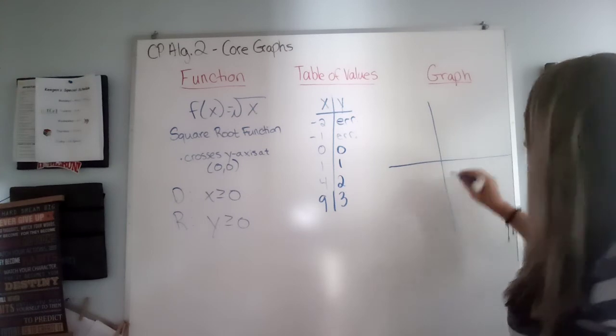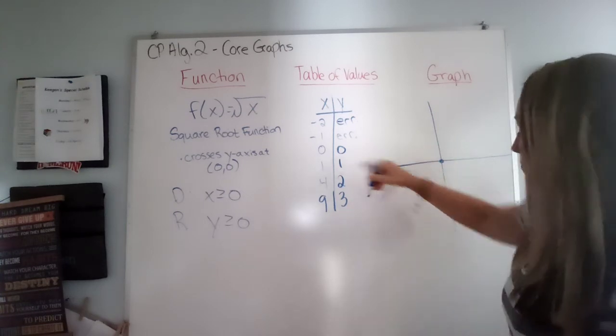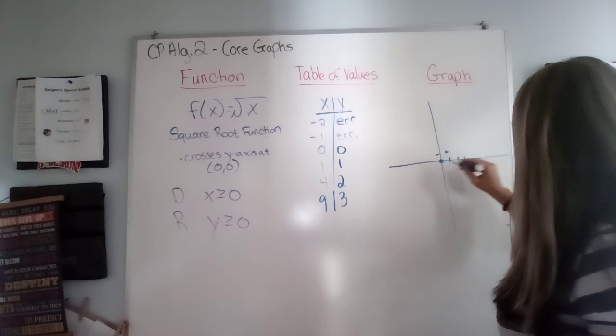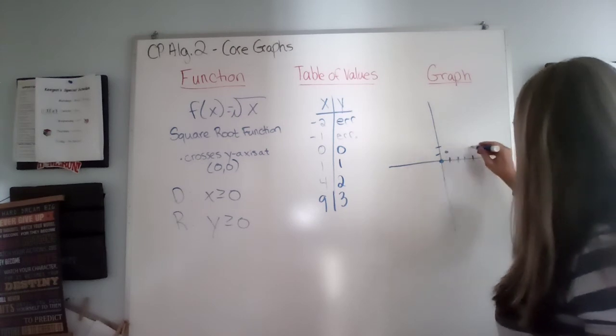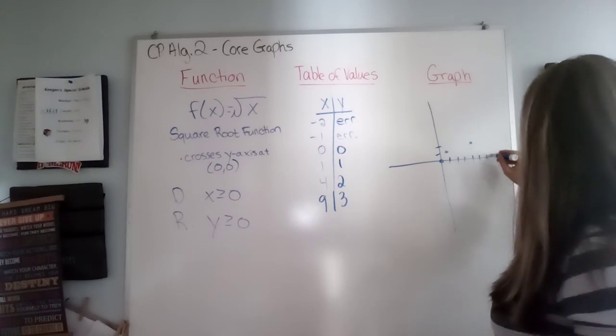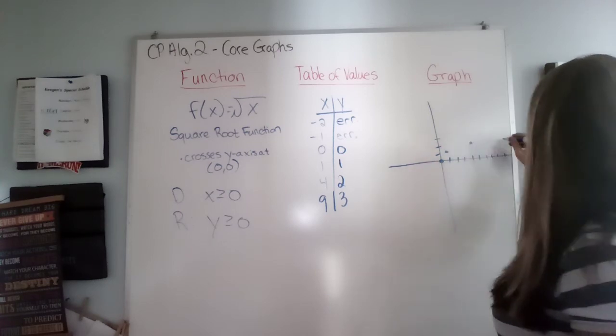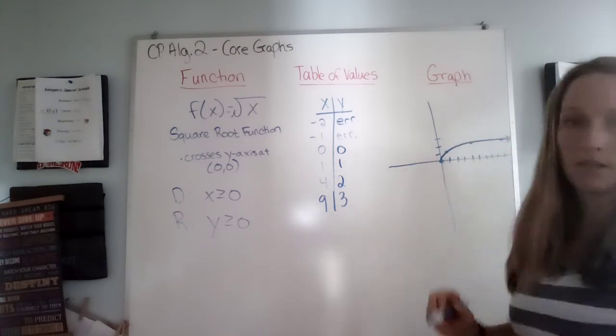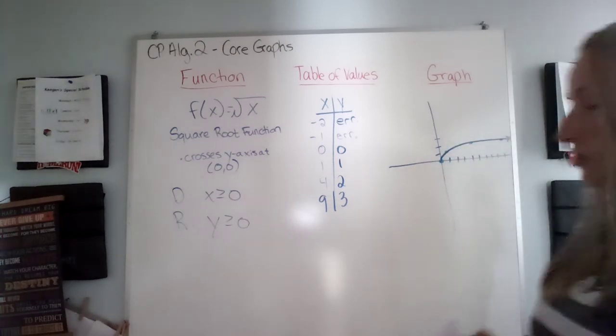All right, so we start at 0, 0. That's the first point I can plot. Then 1, 1. Then 4, 2. If I want to keep going, I do 9, 3. Okay, so it's taking the shape here. All right, so that is your square root function.